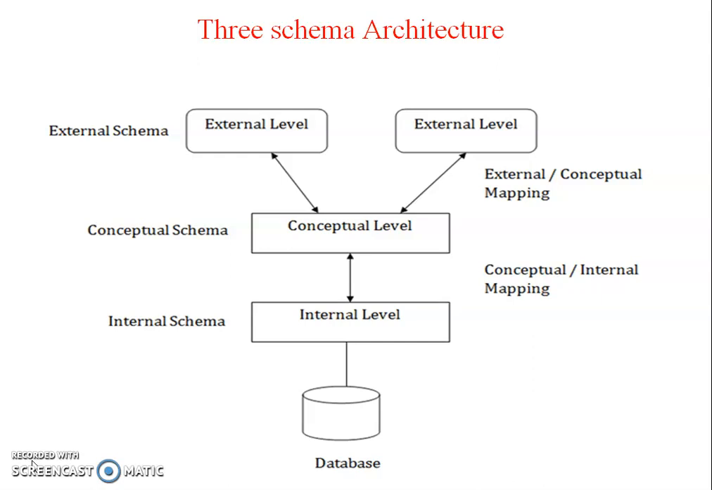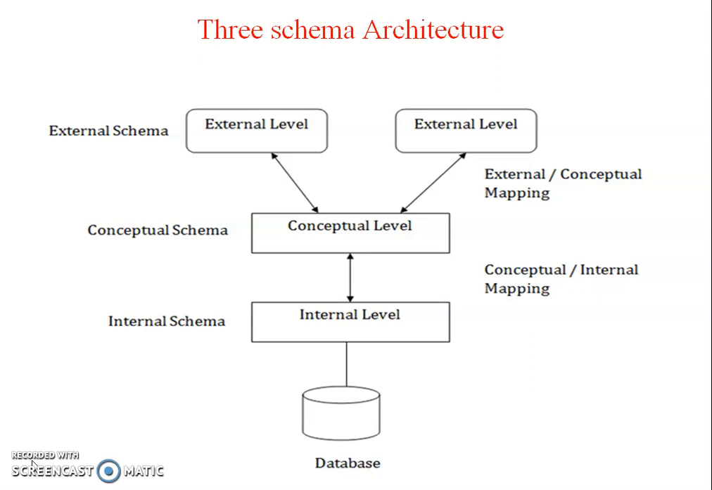The three scheme architecture is also called three level architecture, and this framework is used to describe the structure of a specific database system. It is also used to separate the user applications and the physical database. Three-scheme architecture contains three levels. It breaks the database down into three different categories: first one is internal scheme, second one is conceptual scheme, and third one is external scheme.